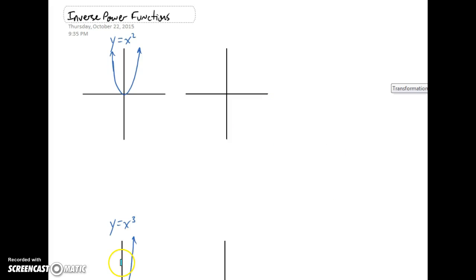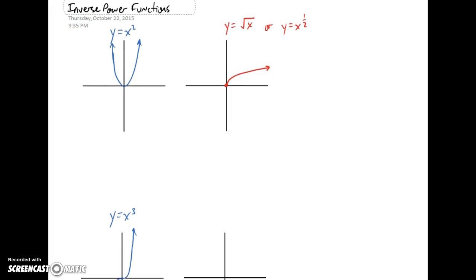So let's talk about these root functions, or these inverse power functions, as a group. So we've got y equals x squared, and the inverse of that we already saw is y equals the square root of x, or y equals x to the 1/2, and it looks something like that. Again, we only want that top half so that we're looking at a function.